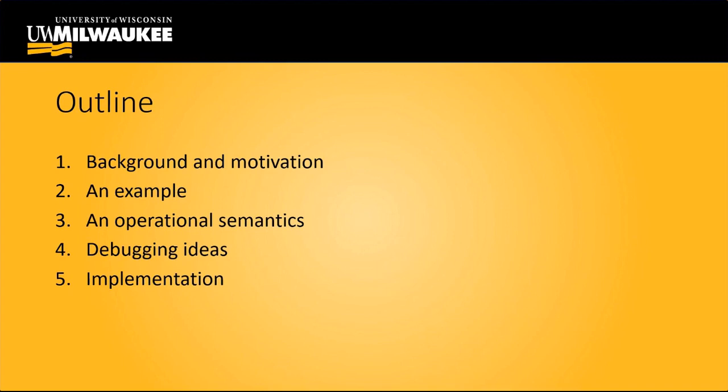After that, I will talk in detail about the structure of the operational semantics for RxJS. I will discuss a few ideas of how to use the semantics for debugging purposes. Finally, I will briefly talk about how we have implemented a subset of RxJS by following the semantics.